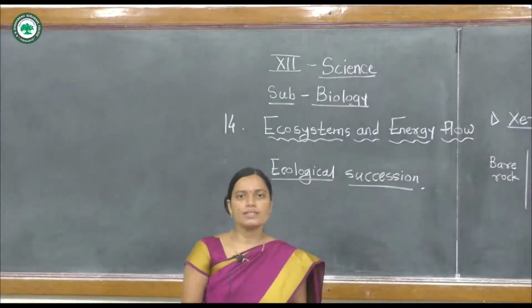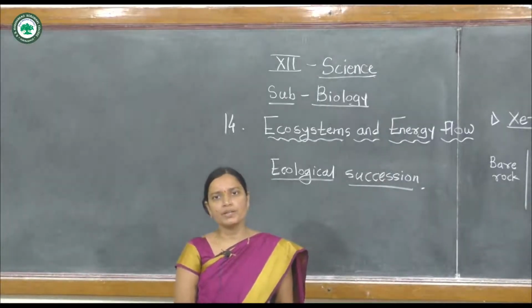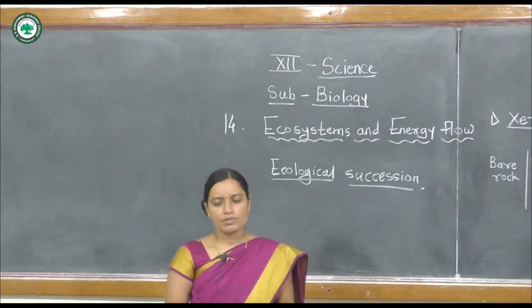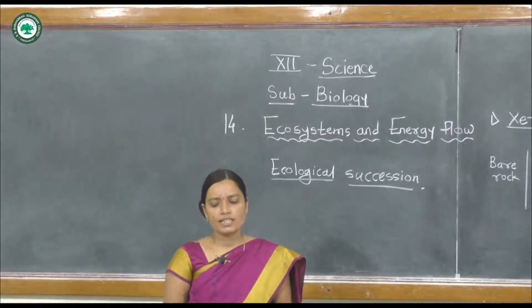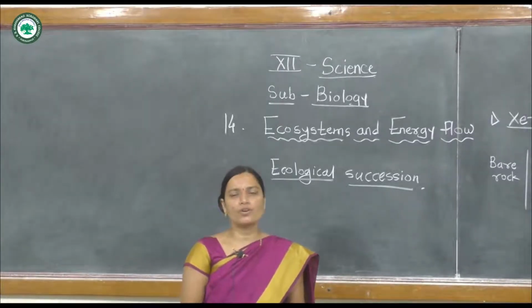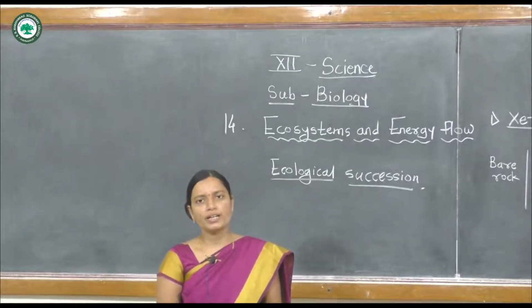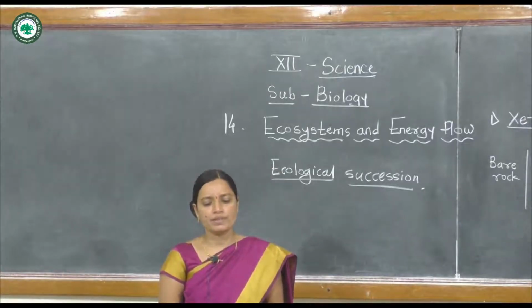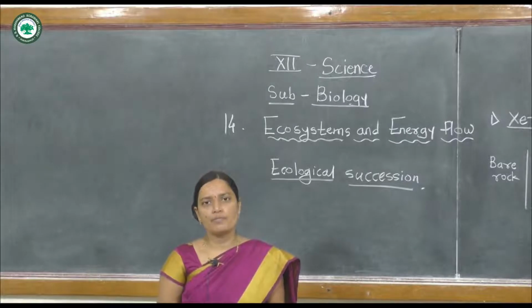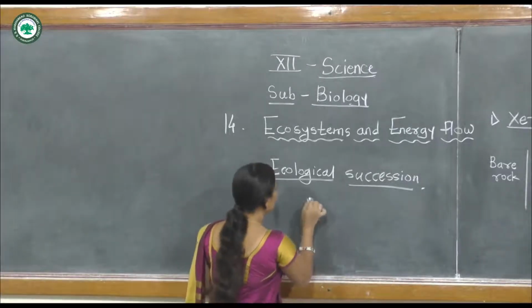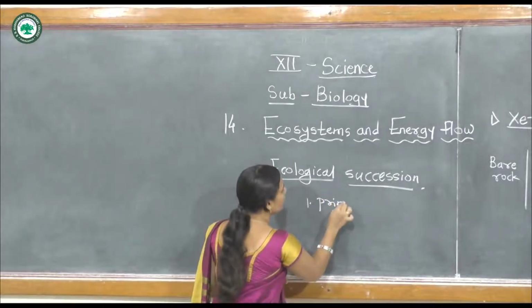Ecological succession means the replacement of one community by another, until they reach a stable stage. The ecosystem tends to change with time. The first type of ecological succession is primary succession.